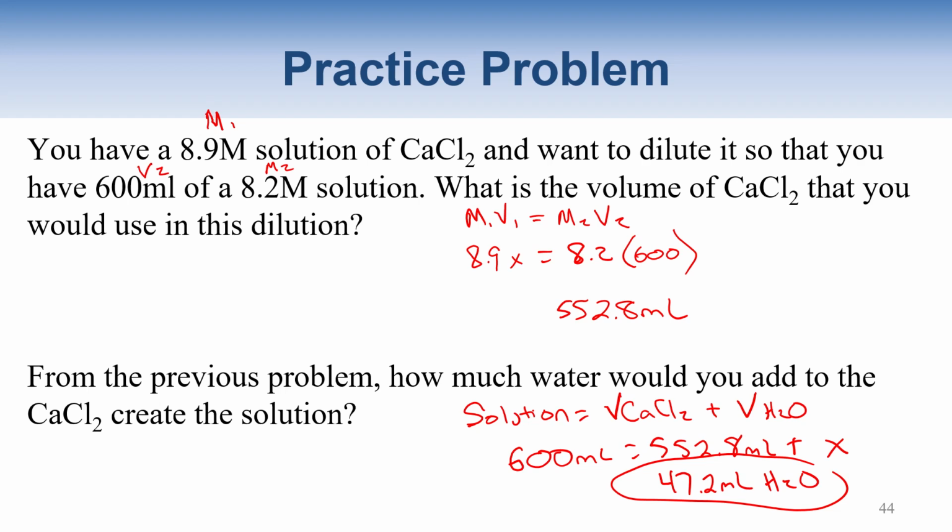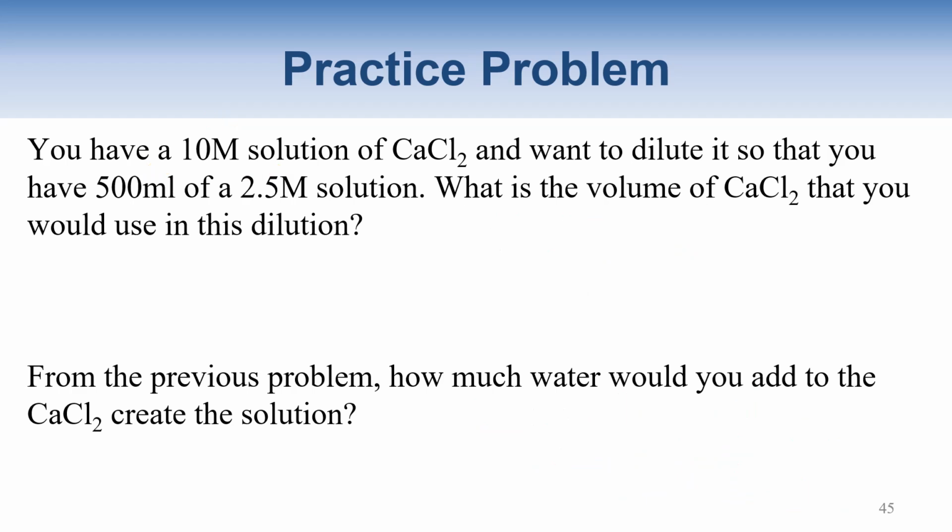So now you know exactly how to prepare this solution. You know that you're going to take 552.8 mils out of your stock solution and add that to 47.2 mils of water to a resulting volume of 600 milliliters. So go ahead and pause the video and work through this one.